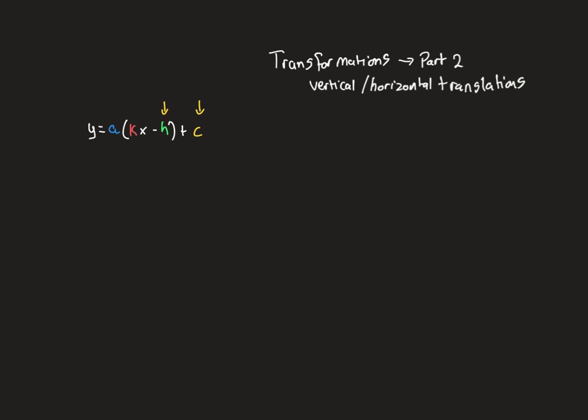H and C. Well, if H is less than 0, so it's a negative number, then we have a horizontal translation. And if you don't like that word, you could just call it a shift. So if it's negative, it'll be going to the left. And if it's positive, that's going to go to the right.